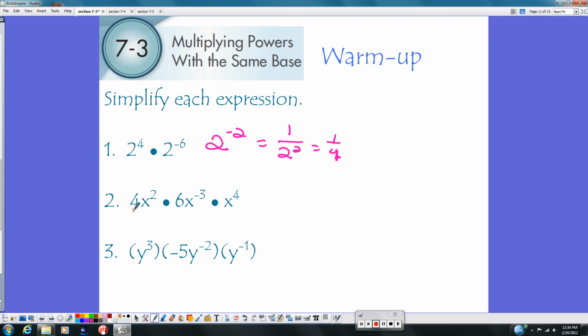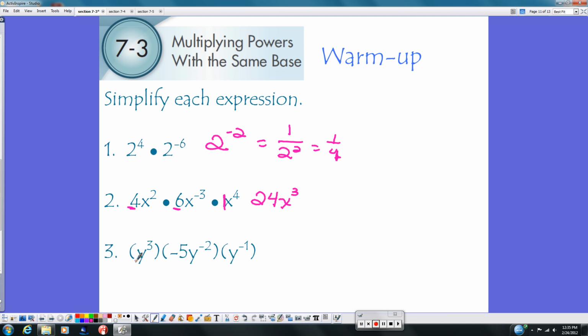Here, we're going to multiply our numbers first. So 4 times 6 is 24. There's a 1 here, so 24 times 1 is still going to give us 24. Then we're going to keep our base x and add our exponents. So 2 and a -3 is -1, and -1 and a +4 is going to give us 3.